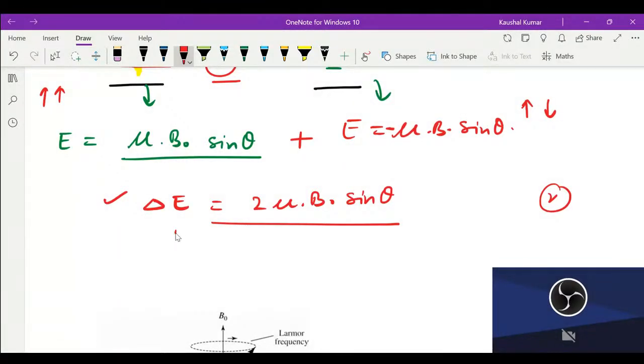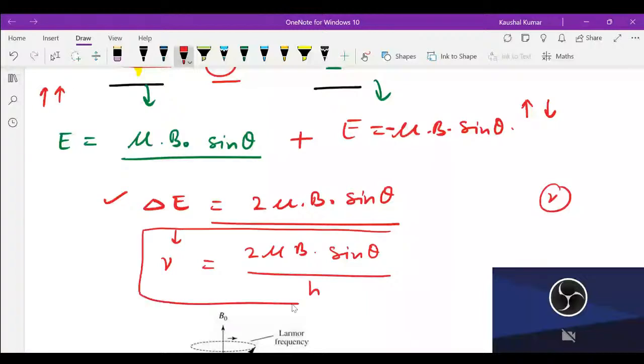So you just make it like this. hν will be your energy, and that hν will be 2μB₀ sinθ. And you want the frequency? Then write it like this: h.